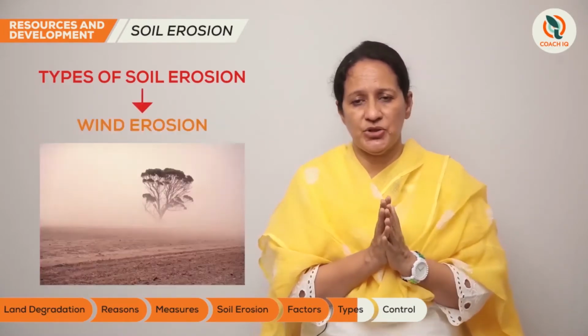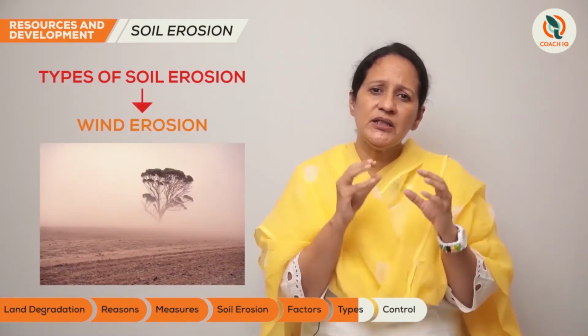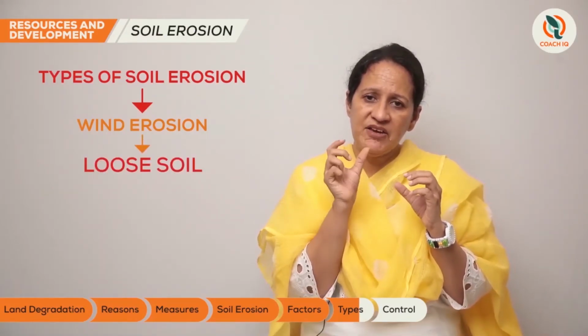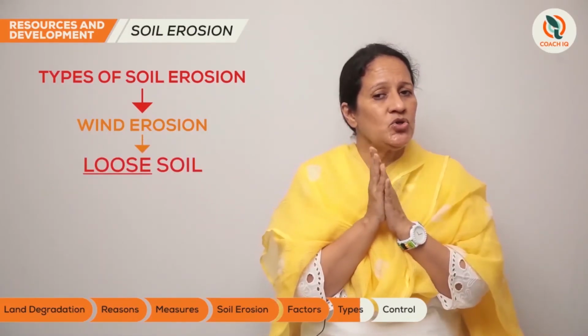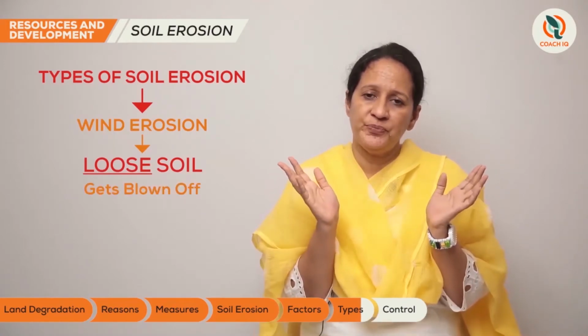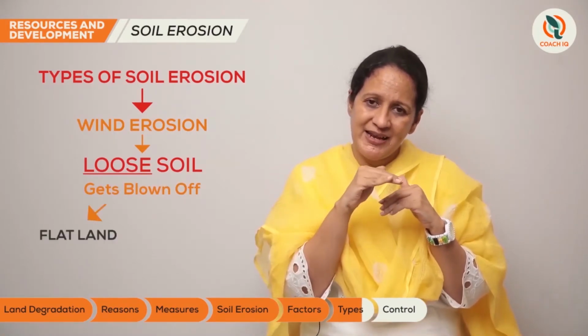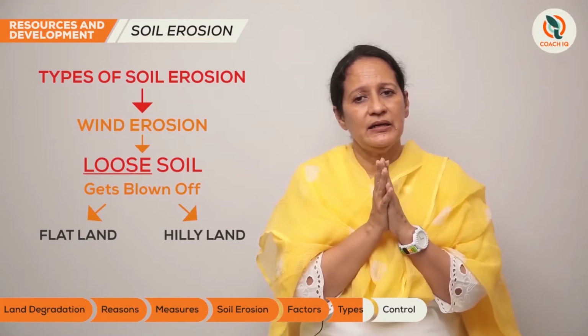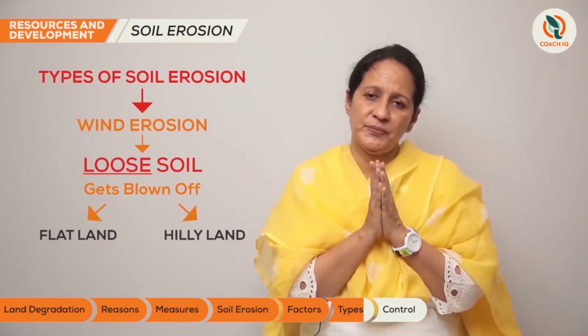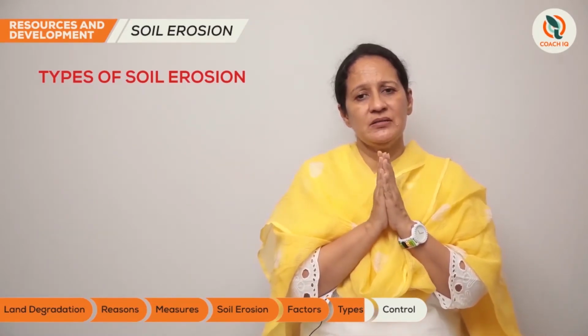Third is wind erosion. Here the loose soil, here the keyword is loose. When loose soil gets blown off from the flat land or your hilly land, it is called wind erosion. The last one is defective methods of farming.